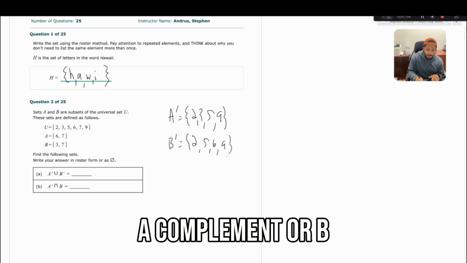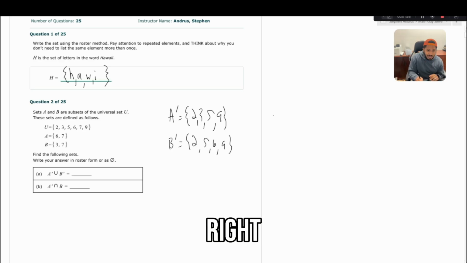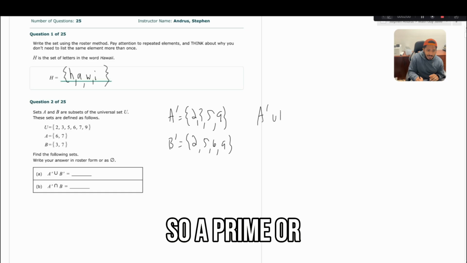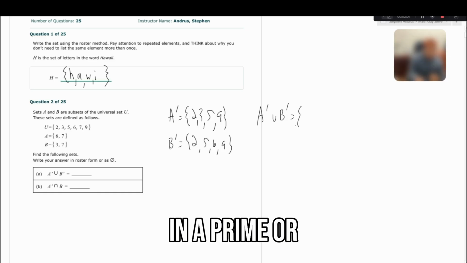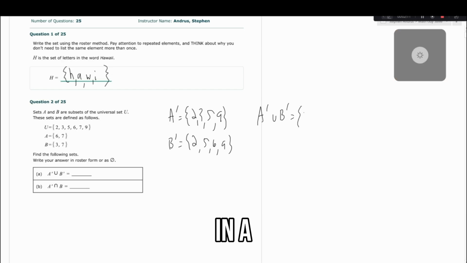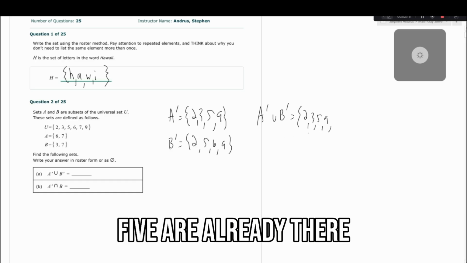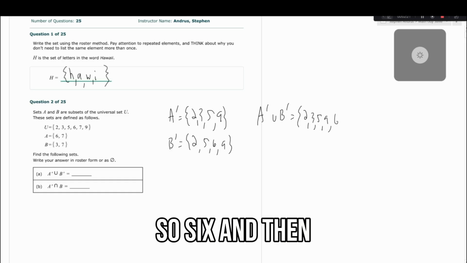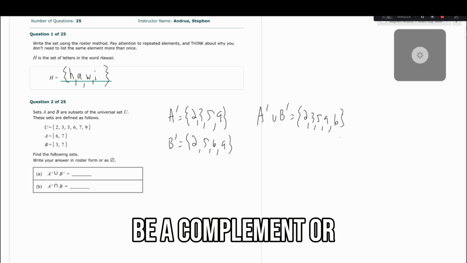Got it. And so we need A complement or B complement, right? So A prime or B prime. And so we'd say, well, that's the stuff that's in A prime or in B prime or in both, okay? So we'd say, well, list all the stuff in A, that's 2, 3, 5, 9, and then, or the stuff that's in B. Again, we don't have to duplicate anything, right? And so 2 and 5 are already there, so 6, and then 9 is already there, so we don't have to duplicate. And so this would be A complement or B complement.